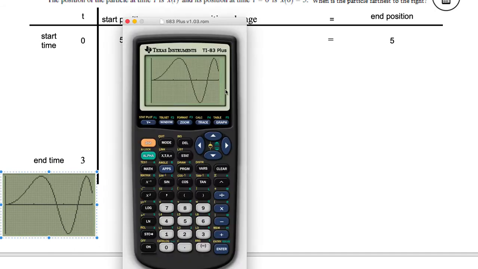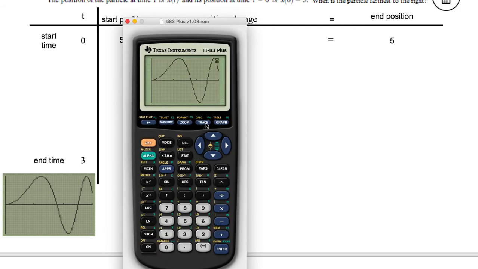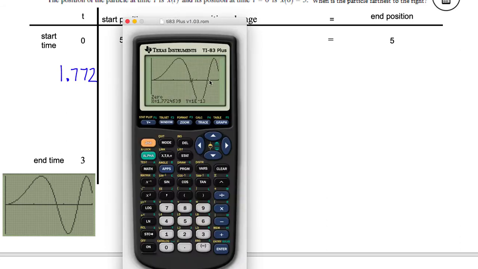All right, so I need to find these zeros though. So obviously I have my start value 0, my end value 3, so I don't forget. But I also need to find those zeros. So I'm going to go second trace 2, and that looks to be about 1.7. So I'm going to hit 1, enter, 2, enter, 1.5, enter, and it's 1.772. I need to find this 0 as well.